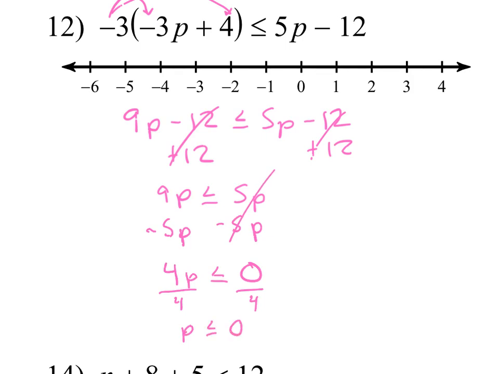Do we put a closed circle on 0 or open circle? Closed circle. And are we going to go to the left or to the right? So we're talking about all numbers less than or equal to 0. Left. So we go left. Just think of any number that's less than 0. Negative 1 is less than 0. So we have to go in the direction of negative 1. So we're going to go left.